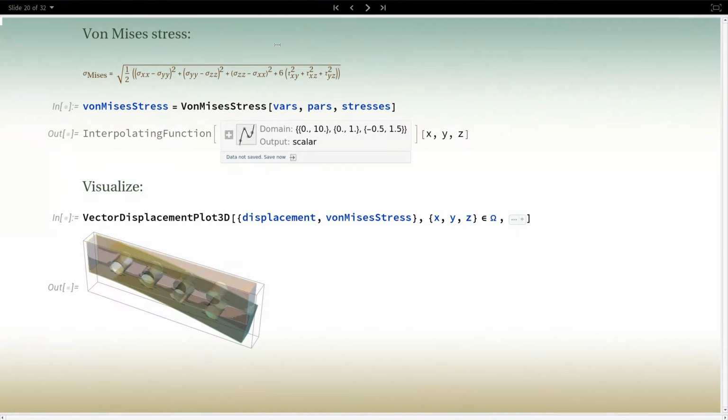So von Mises came up with a theory how to combine these components of the stress tensor into a single expression that's meaningful. And the function von Mises stress just does that. So it basically computes this object. It returns an interpolating function, and you can use a vector displacement plot to displace with the displacement and the von Mises stress plotted on top of this.